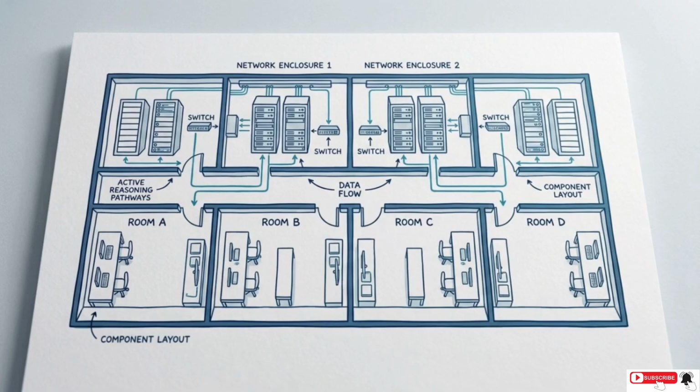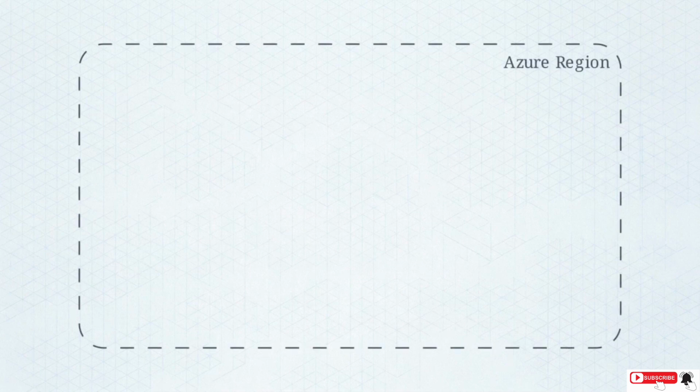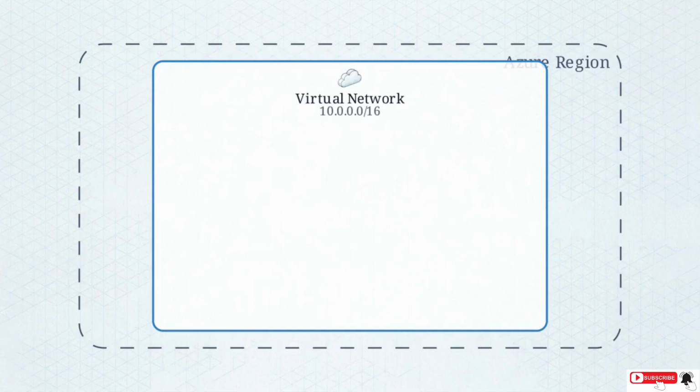Every architecture starts with the foundation, the Azure Virtual Network or VNet. This is your logically isolated private network deployed inside a specific Azure region. Everything else you build sits inside this boundary.